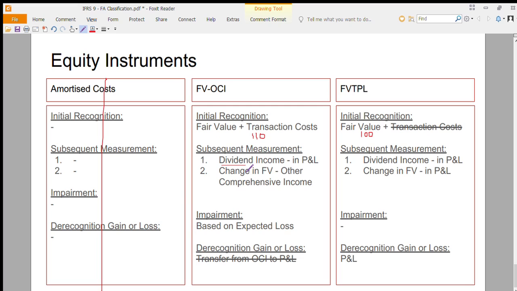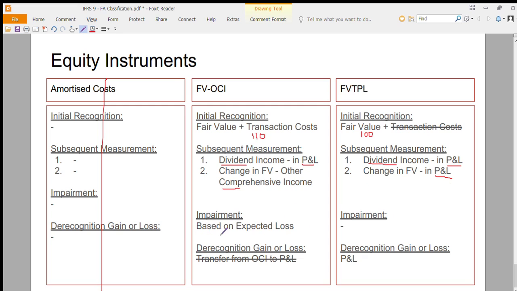Subsequent measurement, all dividend will go to P&L. Here also all dividend will go to P&L. Any change in fair value will go to OCI. Any change in fair value will go to P&L. So you must now realize that the accounting treatment is similar for the categories irrespective of the asset. So if you classify an asset under any particular category, the accounting treatment is going to be unique for those respective categories.